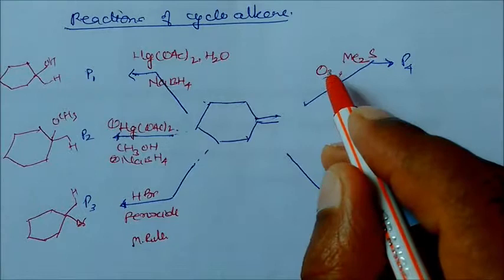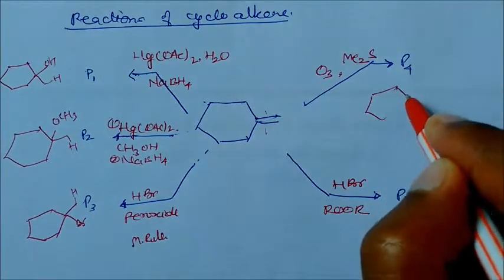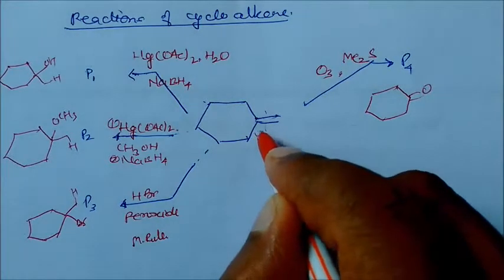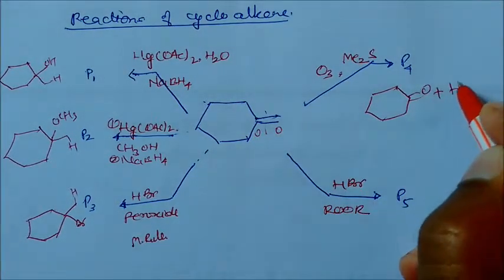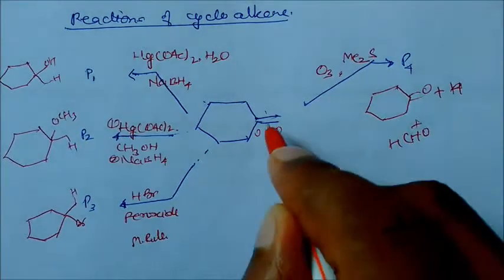Again, P4, ozonolysis will take place. So this bond will split. So we will get products. One will be your ketone, this side one oxygen, this is one oxygen. So we will get the product. One is the formaldehyde. So this is the formaldehyde.